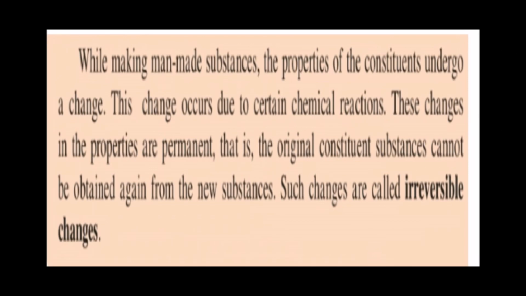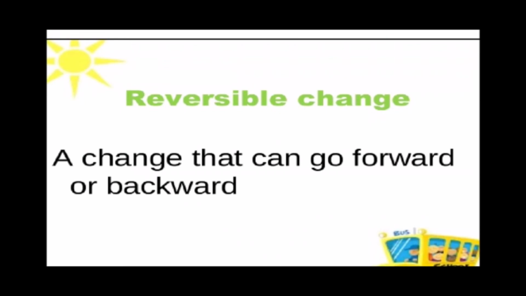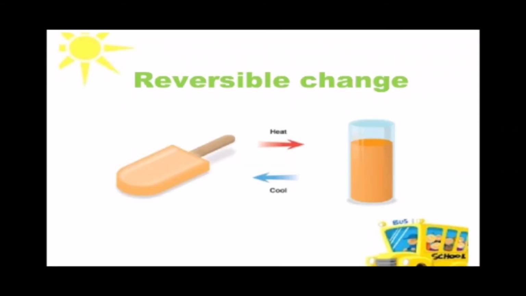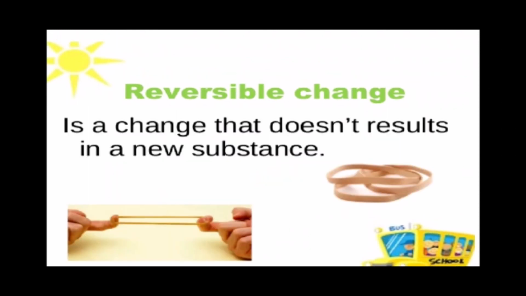Let's try to understand this change in detail with a few examples. Reversible change: a change that can go forward and backward. You can see here ice cream, when it is heated, it becomes liquid, and when it is refrigerated again, it becomes solid again. A reversible change is a change that does not result in a new substance. Stretching of a rubber band is elasticity. When you leave it, it comes back to its original position.